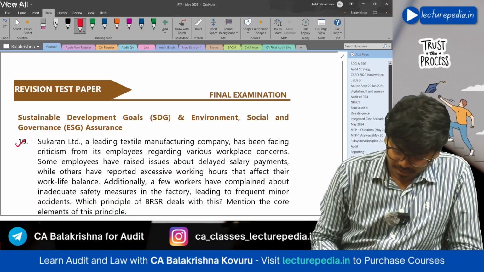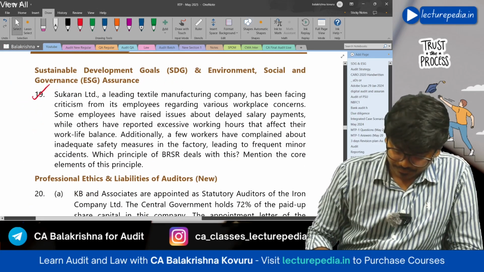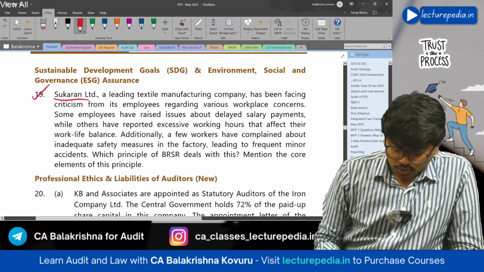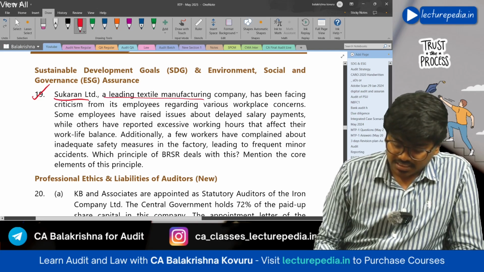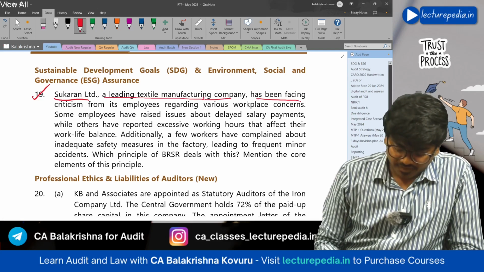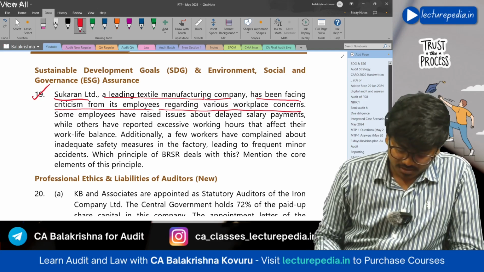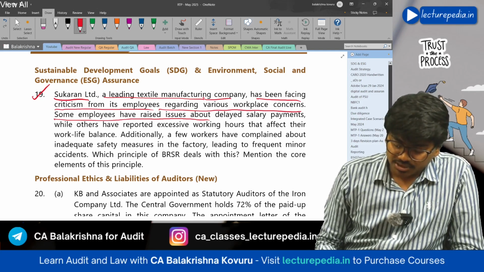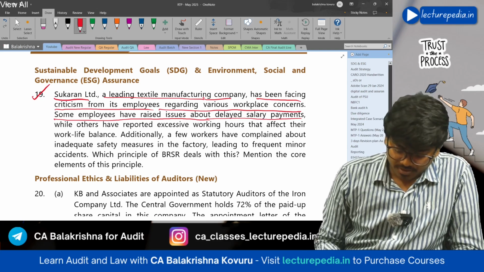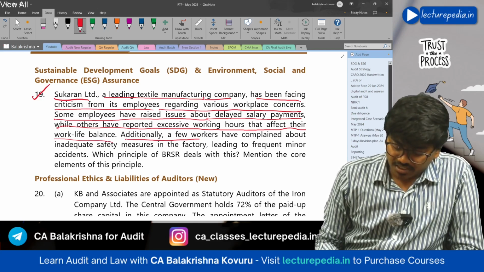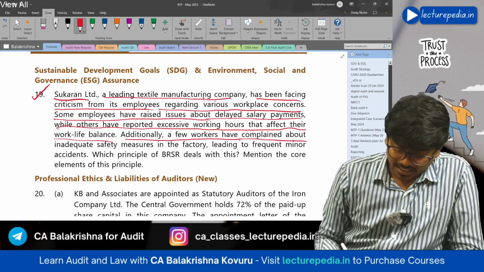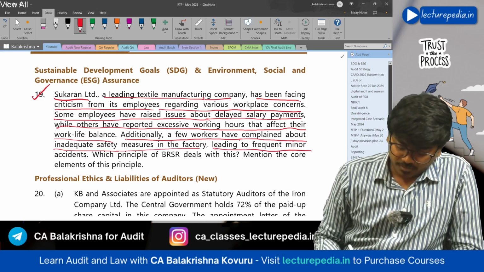Next, question number 19. Sukaran Limited, a leading textile manufacturing company, has been facing criticism from its employees regarding various workplace concerns. Some employees have raised issues about delayed salary payments, while others have reported excessive working hours that affect their work-life balance. Additionally, a few workers have complained about inadequate safety measures in the factory, leading to frequent minor accidents.